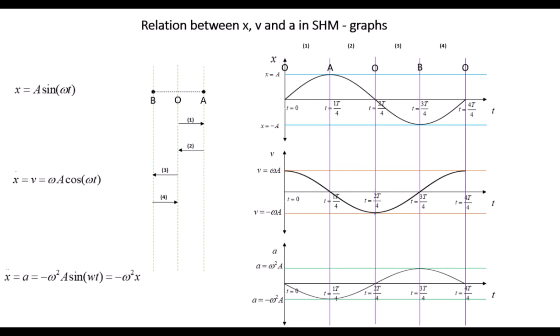So to summarize for acceleration, the minimum value of acceleration is 0, and it happens at time t equal to 0, point O, and at time t equal to T by 2 at point O again, and at time t equal to T, point O again. And the maximum value of acceleration on the positive side happens at time t equal to 3T over 4 at the point B. And the maximum value of acceleration in the negative direction happens at time t equal to T over 4 at point A.